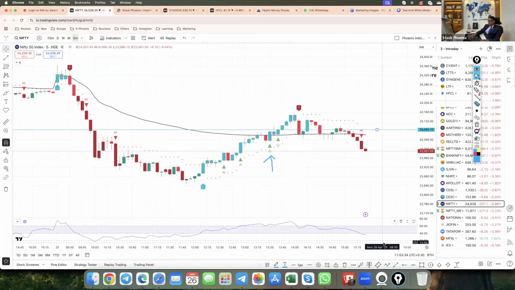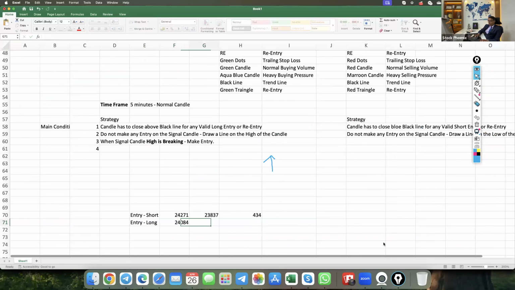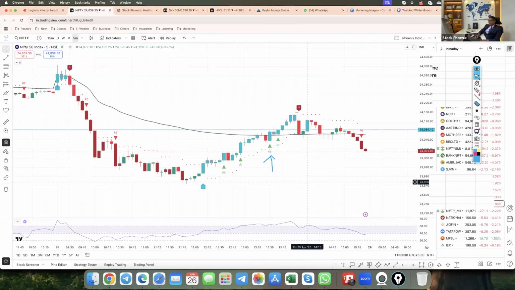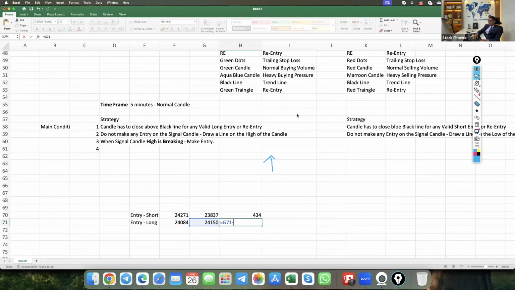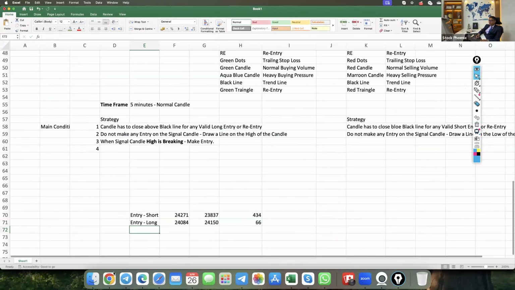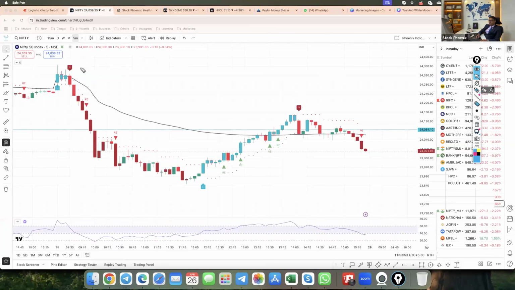24,084. Then it went all the way to 24,150. So we got around 66 points in this long entry. Yesterday, only two entries got generated. One here, one here. Okay, two entries got generated.